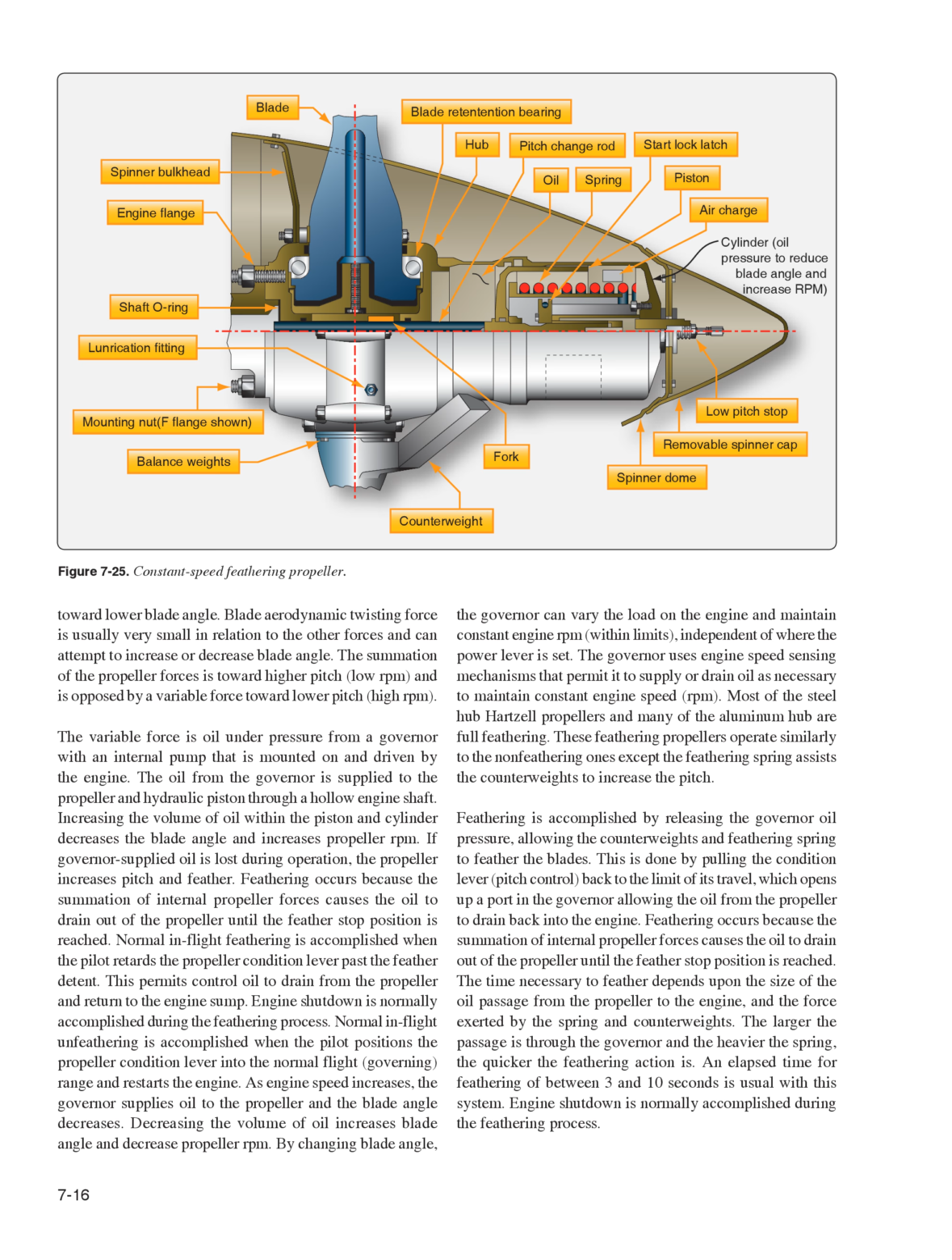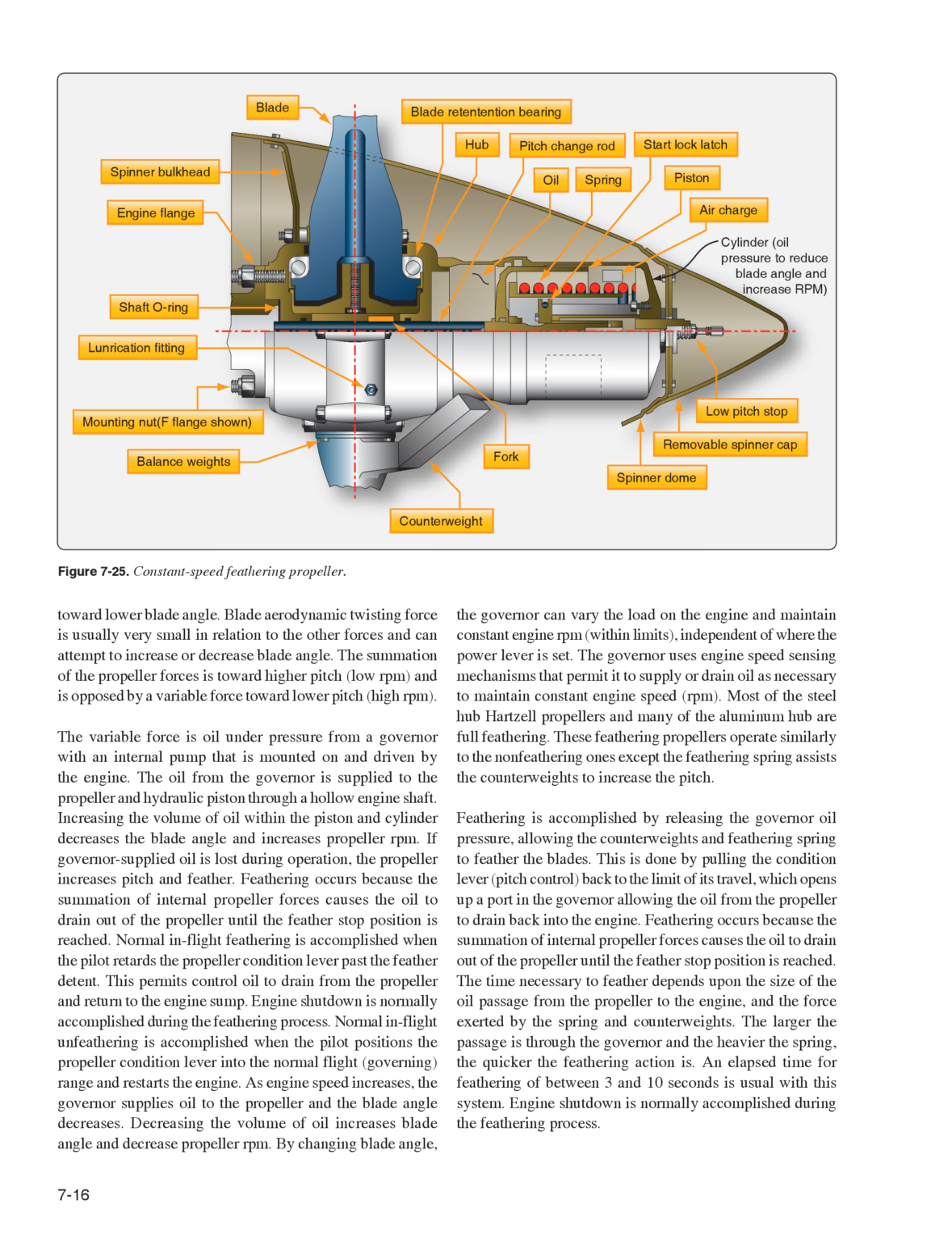The variable force is oil under pressure from a governor with an internal pump that is mounted on and driven by the engine. The oil from the governor is supplied to the propeller and hydraulic piston through a hollow engine shaft. Increasing the volume of oil within the piston and cylinder decreases the blade angle and increases propeller RPM. If governor supplied oil is lost during operation, the propeller increases pitch and feathers.